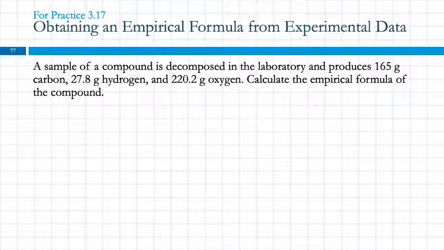So a sample of compound is decomposed in the laboratory and produces 165 grams of carbon, 27.8 grams of hydrogen, and 220.2 grams of oxygen. Calculate the empirical formula of the compound. So they gave us the mass of each element. We're going to convert to moles. Then we're going to do a ratio, and hopefully we'll get whole numbers.